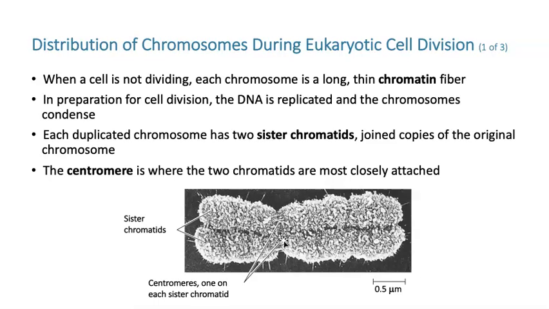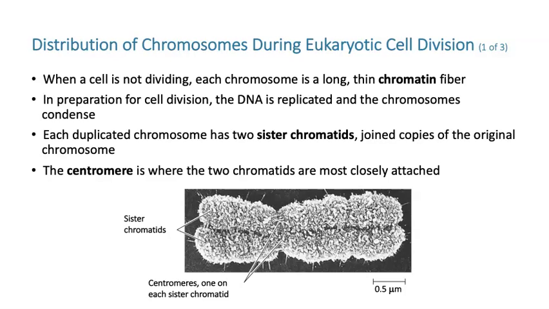They're literally attached to each other at this region called the centromere. And so these two identical chromatids, sister chromatids, are attached at the centromere. So that's your basic structure of when we look at chromosomes during cell division. That's what we're going to be thinking about.